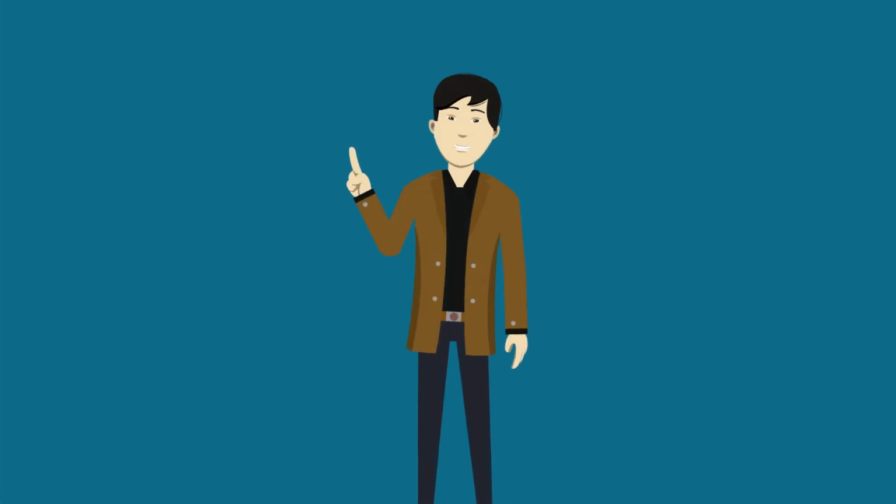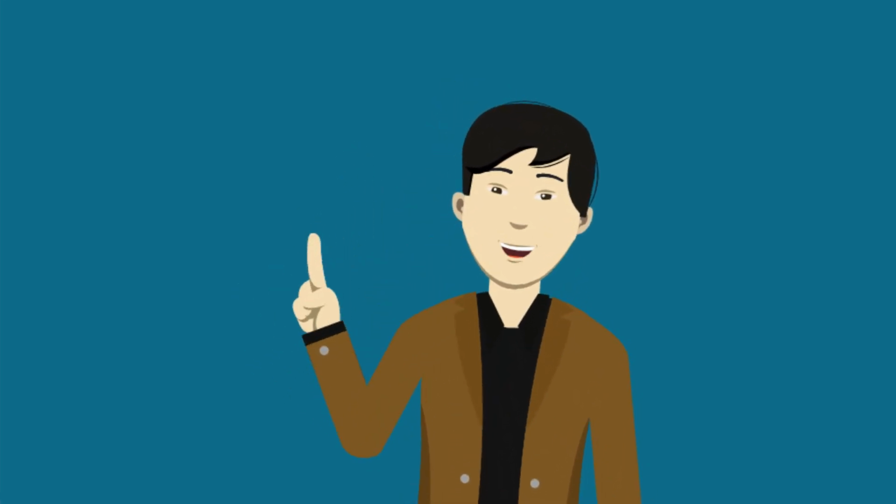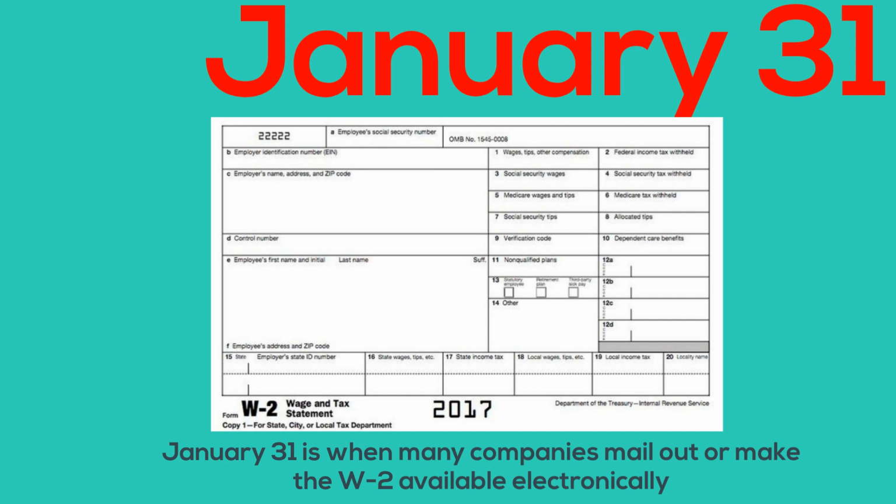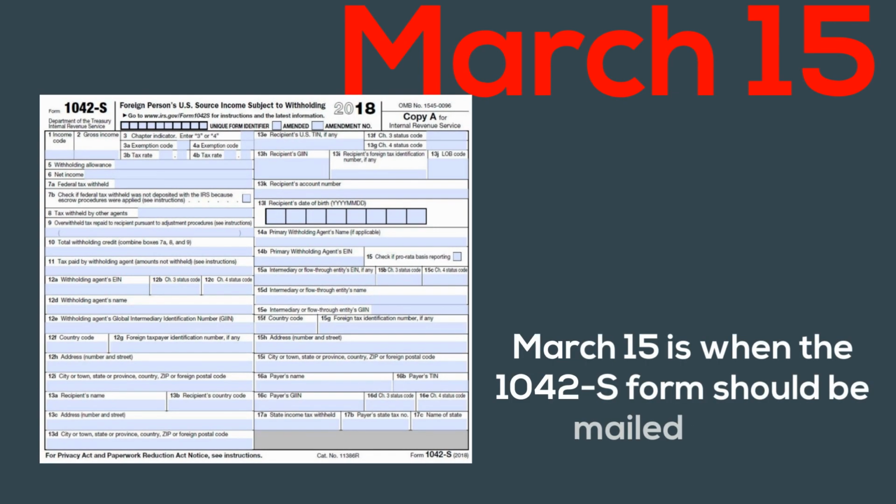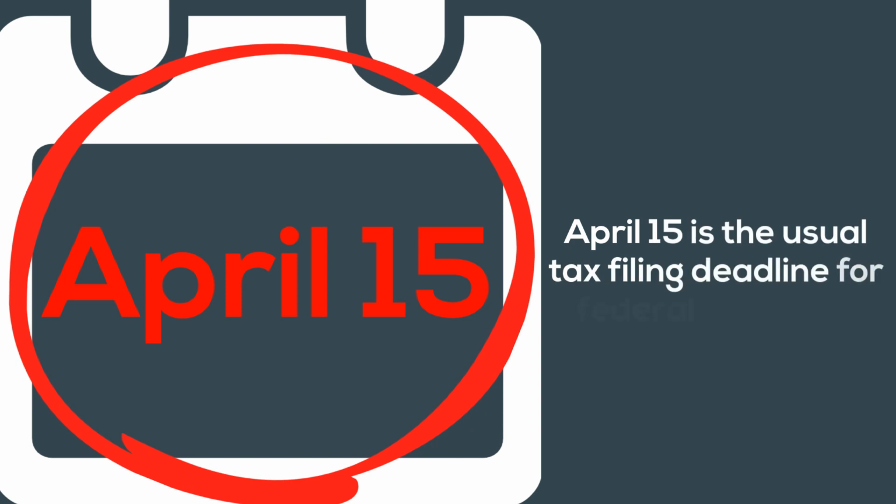Now that you know which forms you'll need, here are some dates to remember. January 31st is when many companies mail out or make the W-2 available electronically. March 15th is when the 1042-S form should be mailed to you. April 15th is the usual tax filing deadline for federal and state taxes.